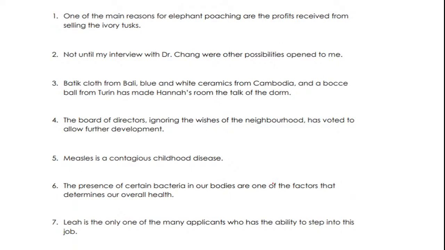One of the main reason for elephant poaching are the profit received from selling the ivory tusks. Yes, this is the question. You have to find out the correct answer and let me know in the comment section कि यहाँ पे क्या गलत जा रहा है. Everyone, one of the main reasons for elephant poaching are the profits received from selling the ivory tusks. So anyone in the comment section, can you let me know what is going wrong in this particular statement? Yes.